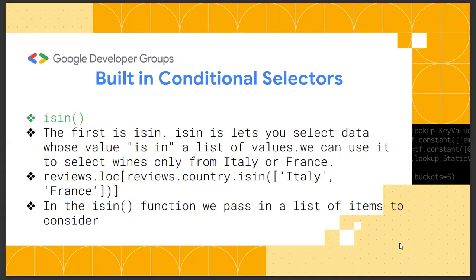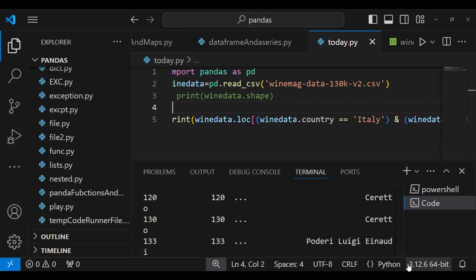The first one is isin. Isin lets you select data whose value is in a list of values. You can use it to select wines only from Italy or France. Okay, let's try it out. Let's try to select the wines which are from Italy or France.